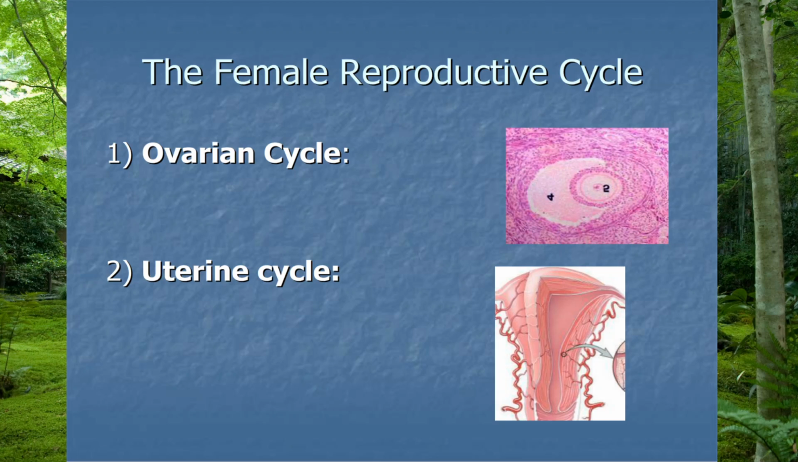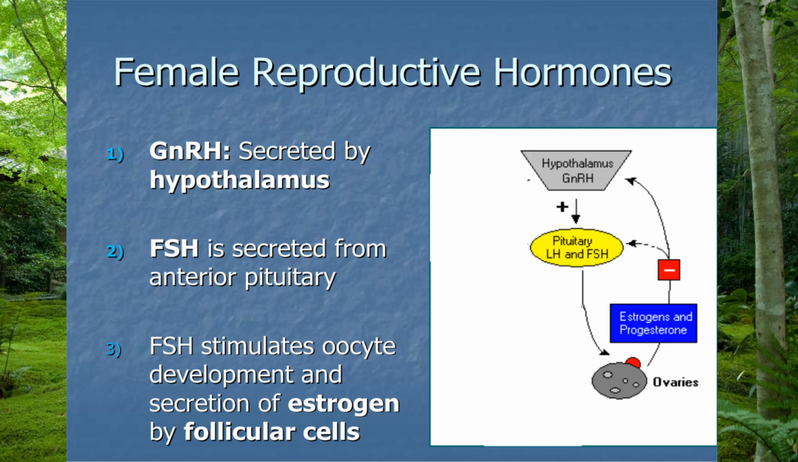So before we go on to talk about these two cycles, we're going to discuss the myriad of hormones that regulates the female reproductive cycles. Now the first of these is GnRH, which stands for gonadotropin releasing hormone. Just like in males, GnRH is made in the hypothalamus, and it basically travels from the hypothalamus to the anterior pituitary, where it stimulates the production of both FSH and LH.